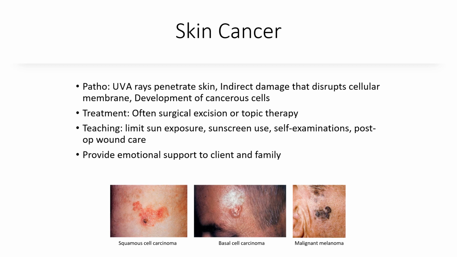So we want to provide emotional support to these patients, to the client and the family. We want to teach them about limiting sun exposure, sunscreen use, self-skin examinations, wound care if they have a post-op excision, information on the different types of skin cancer, and again, provide them with support. The American Cancer Society has a group for the diagnosis of skin cancer. Next, we're going to talk about the different things to look for on that self-exam.